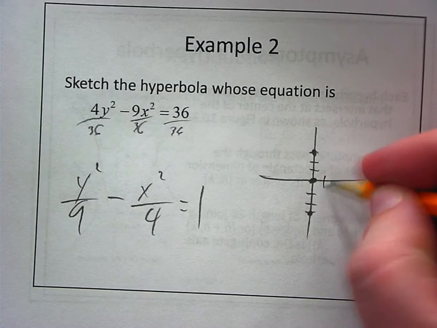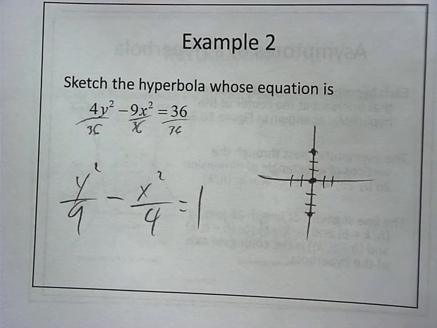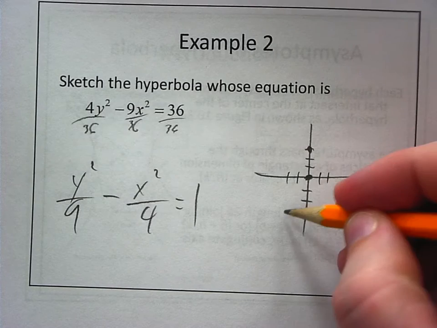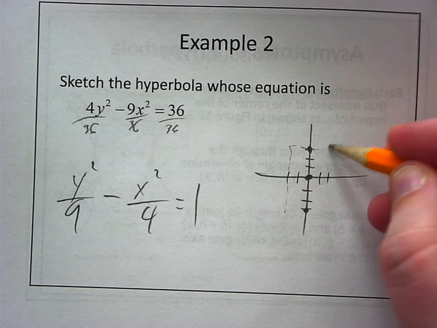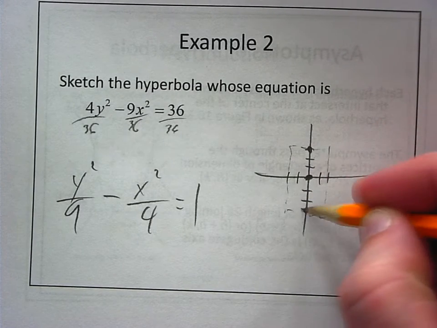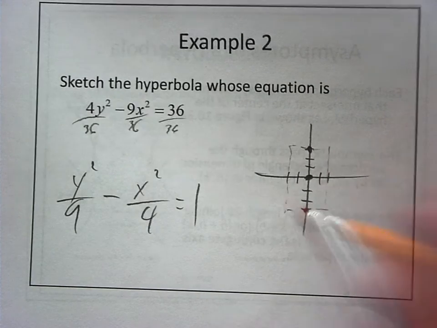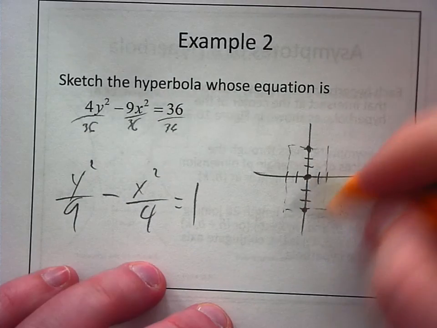2. I'm not going to put a dot there because, well, it's not actually there. But I'm going to draw that rectangle through those. And since I'm just sketching it, then from there I'm just going to draw the diagonals.